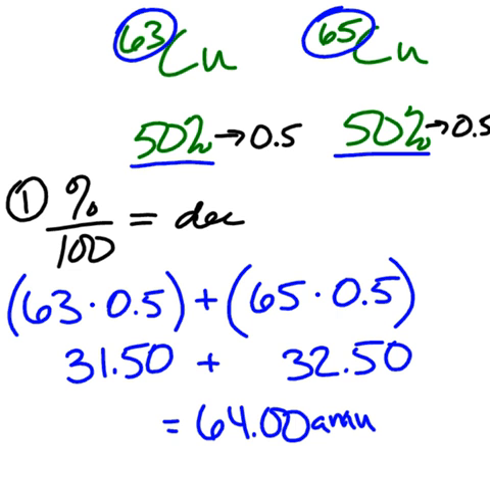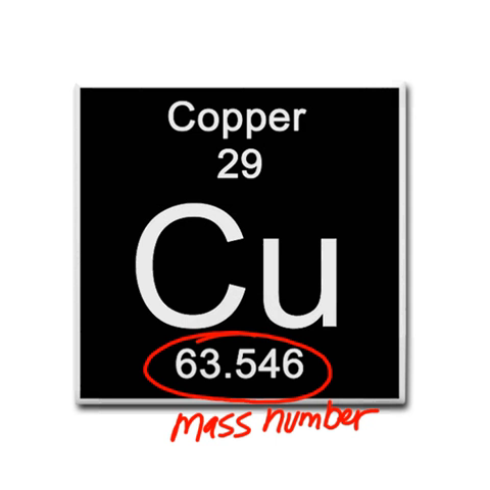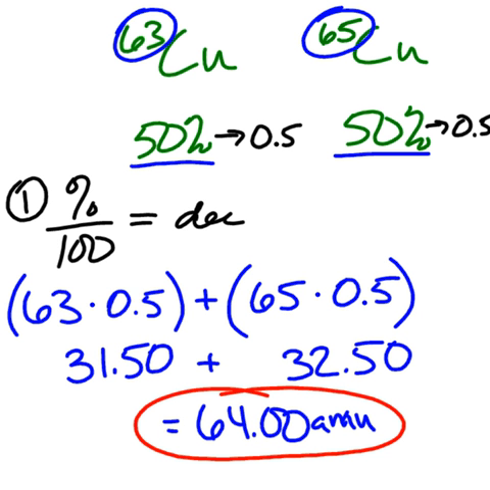If I take 63 times 0.5, which is the same thing as taking 63 and dividing it by 2, I get 31.50. And then 65 multiplied by half, or divided by 2, I would get 32.5. I add those two things together, and this is my average atomic mass for copper. Now, is it the true average atomic mass for copper? No, the true average would be 63.54. According to this set of data, it would be 64.00 AMUs.